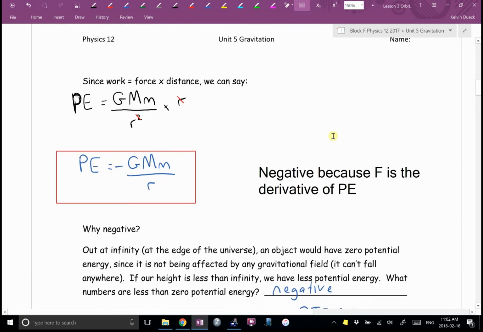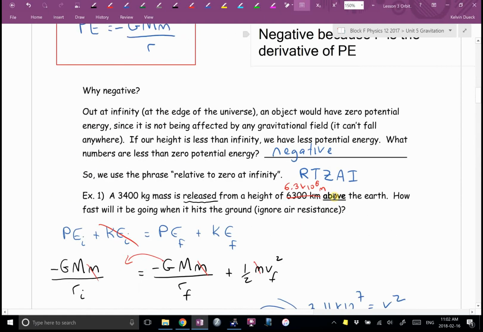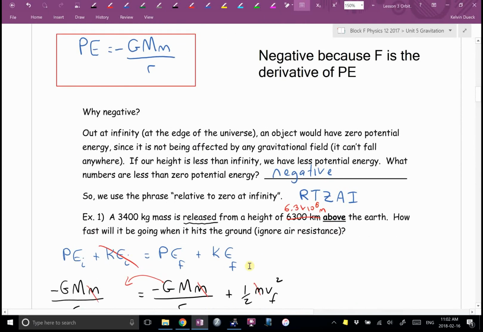We made it negative because force is the derivative of potential energy, if you're in calculus. We made it negative because we defined 0 relative to infinity. And then we could still use all of our energy stuff. Work is still change in potential plus change in kinetic. The law of conservation of energy is still kinetic initial plus potential initial equals kinetic final plus potential final. It's just much more awkward because potential energy is not 0 on the Earth.